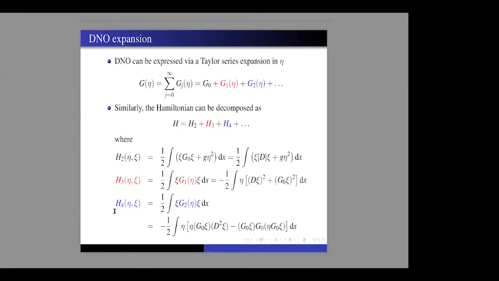And so physically, H2, that's for the linear system. The linear dispersion relation is embedded in that. H3 represents three-wave interactions. Again, that's similar to what a previous speaker talking about wave turbulence mentioned earlier this week. And H4 represents four-wave interactions. So these are the nonlinear contributions to the system. And so the claim here is that by using some normal form transformations, you can get rid of H3.